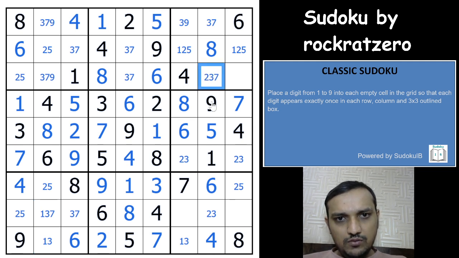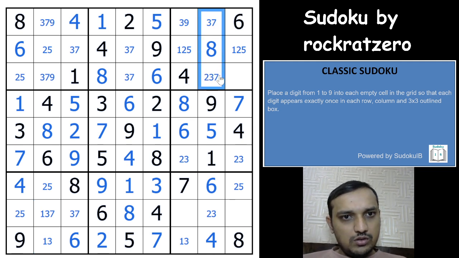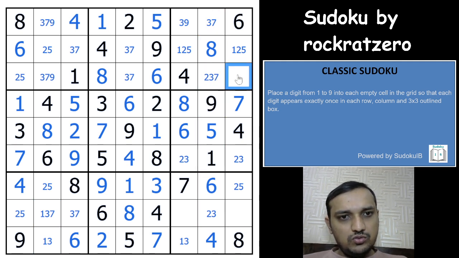This is a 5. Oh, okay. No. 2 3 and 7. So 7 is in one of these two cells. So this would have to be 2 3 5 and 9.